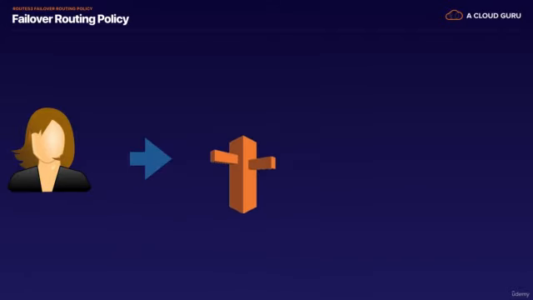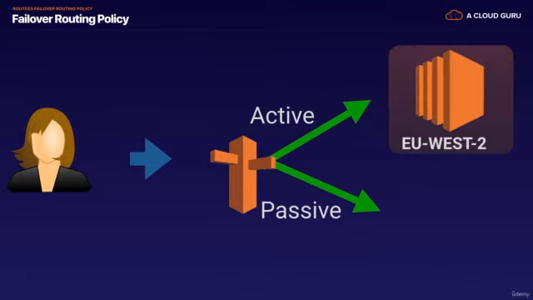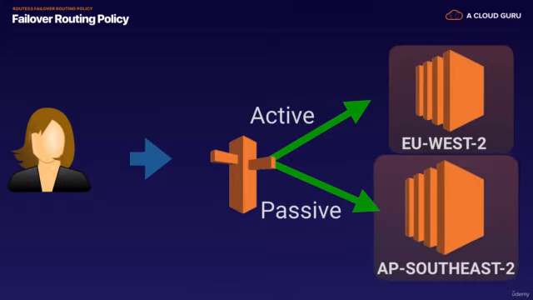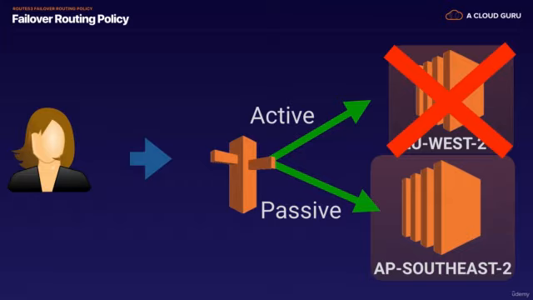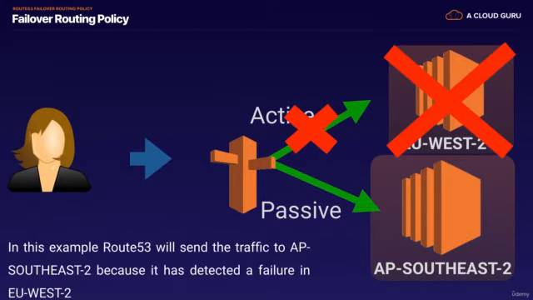So let's have a look at how this works. Our users connect into Route 53 by doing a DNS request. We've got our active and our passive sites. Our active is EU West 1 and our passive is AP Southeast 2. We lose EU West 1, or EU West 2 as it is on the slide. And then what's going to happen? Well, our active is going to fail over automatically to our passive website. So that's all it is. It's very, very simple.